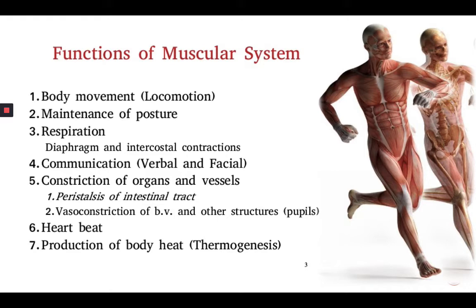Production of the body heat. The main thing which distinguishes the mammalian from other types of animals is actually thermogenesis, that it enables humans and the other mammalians to maintain the body temperature. In order to maintain the body temperature, muscles really help us to do this. This is the one thing that distinguishes us from the other types of cold-blooded animals. That's why we're called warm-blooded mammalians.